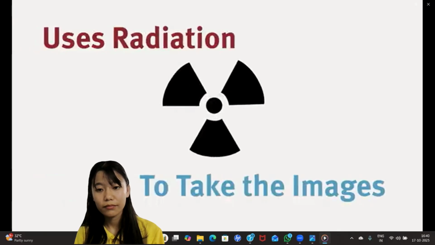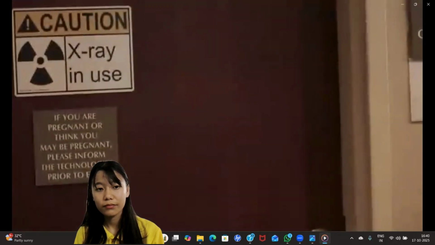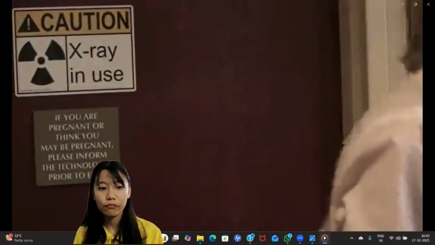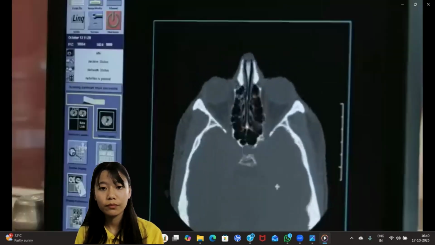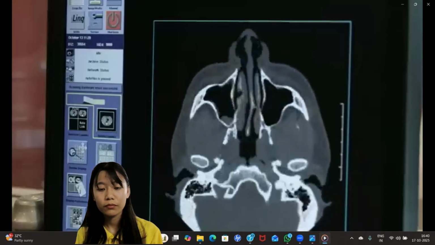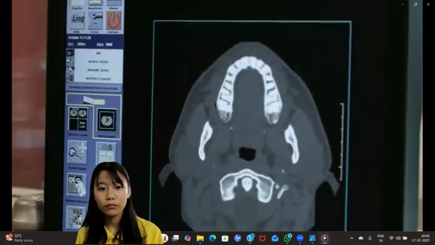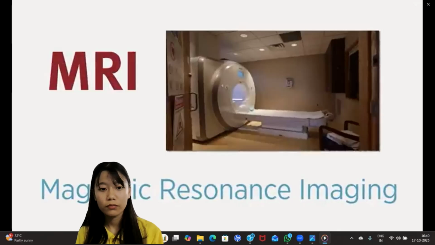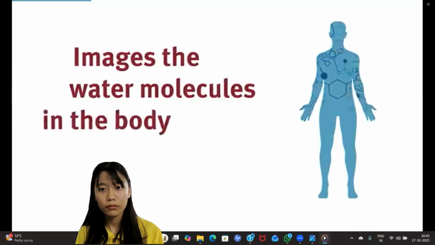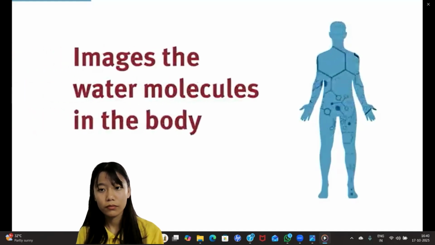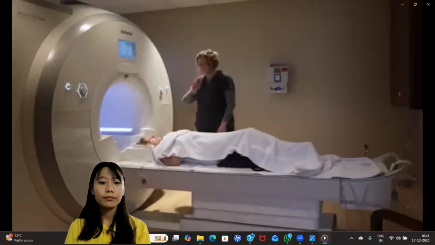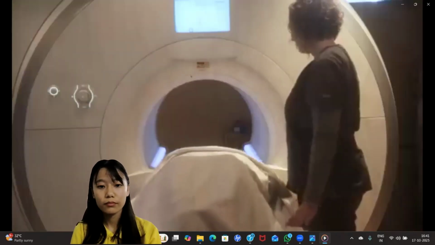It needs to be quick because in this day and age, of course, the biggest concern that we have in imaging and radiology is to keep the doses as low and as safe as possible, but still give us that good quality diagnostic study. MRI stands for magnetic resonance imaging. MRI images the water molecules in the body, and it does that with a very strong magnetic field, which is the big cylindrical tube. That's the magnetic field in there.